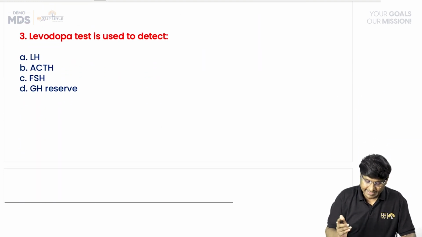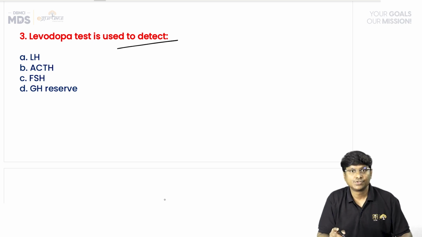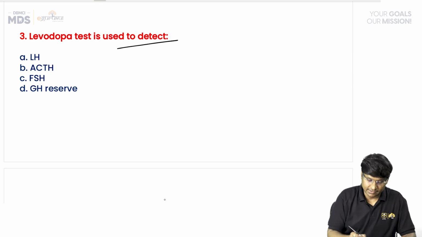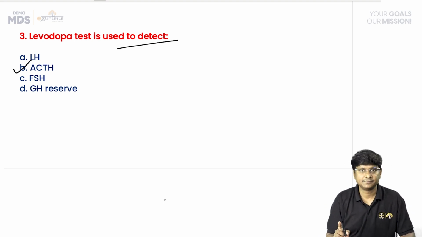Next, the levodopa test is used to detect LH, ACTH, FSH, then growth hormone reserve. So the levodopa test is used to detect the levels of ACTH. It's a direct question, right?